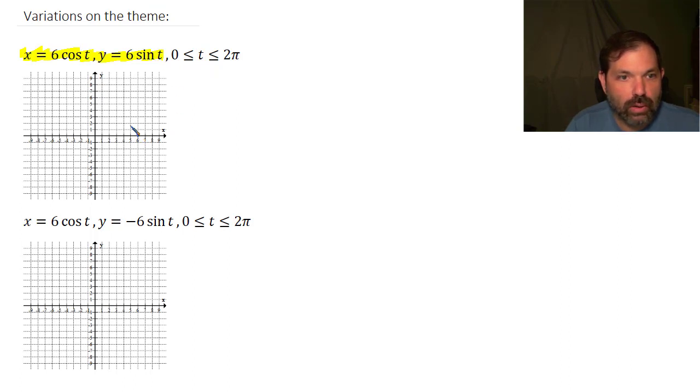We start at 6, 0. And I'm going to have a tough time drawing this freehand, but it goes through 0, 6, negative 6, 0, 0, negative 6, and then ends at 6, 0. So this is our starting and end point, right? This is our initial and terminal point, and the direction is counterclockwise.